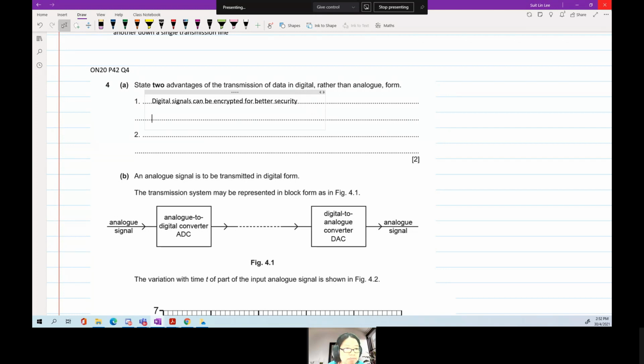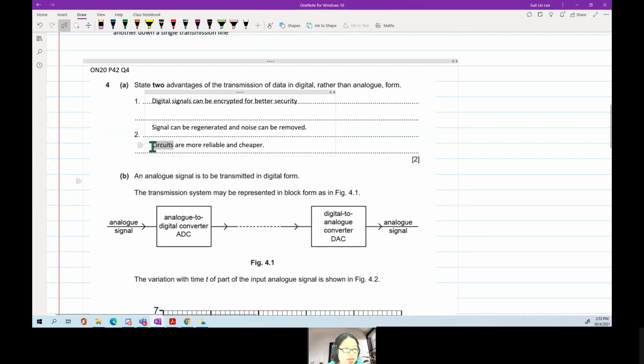All right. And then you can say, second point, signal can be regenerated. Okay. And noise can be removed. Sometimes they can ask you what is noise. You could also say that the circuits are more reliable and cheaper. But the mark scheme underlines circuit, so circuits must be there lah. So 3 should be more than enough for you to answer. But I think this one is the main reason.